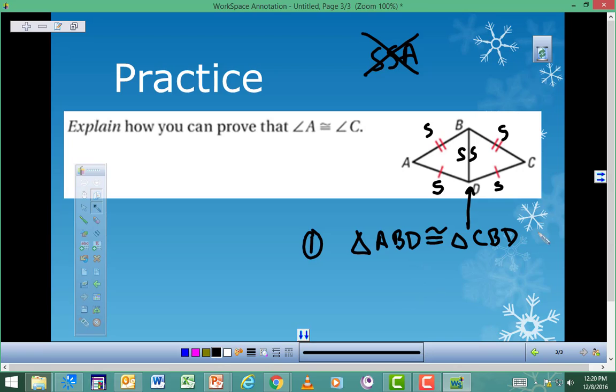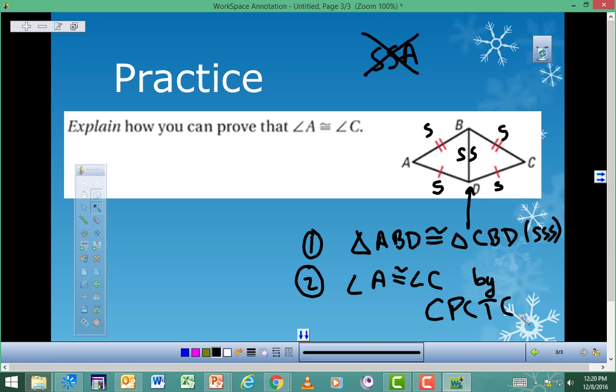And once we do that, and this is by side, side, side, that's the reason we'd use, then we can say, number two, angle A is congruent to angle C by CPCTC. Corresponding parts of congruent triangles are congruent. CPCTC. In fact, we could even say that this angle up here is congruent to this angle down there.